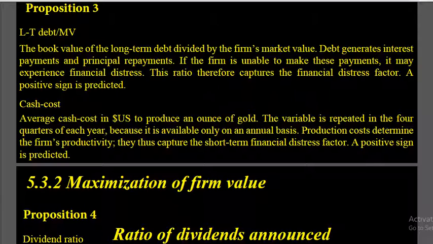What is that? We have long-term debt divided by market value. We already know that market value is nothing else than number of shares multiplied by the value of shares, preferred shares multiplied by value at par, plus book value of debt. The book value of the long-term debt divided by the firm's market value. Debt generates interest payments and principal repayments. If the firm is unable to make these payments, it may experience financial distress. This ratio therefore captures the financial distress factor. A positive sign is predicted. The leverage ratio, which is long-term debt divided by market value, is in proposition 3.